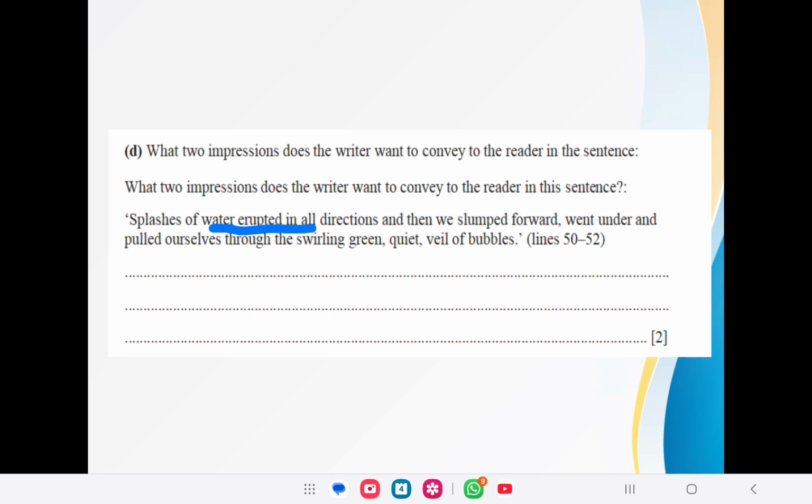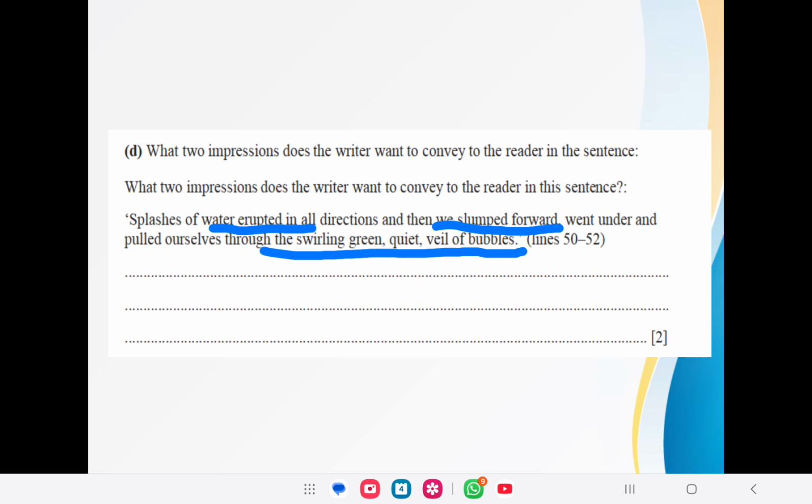And then we slumped forward, so they were slumped forward also. This is also giving us an impression that, because there was a lot of activity, they continue to move forward, went under, pulled ourselves through the swirling green, quiet. And this second part is explaining what kind of beauty they saw. Went under and pulled ourselves through the swirling green. So when they went under, they saw this kind of green, quiet veil of bubbles. This second part is telling us about the beauty of the bed of the sea, and how the world is beautiful under the sea.